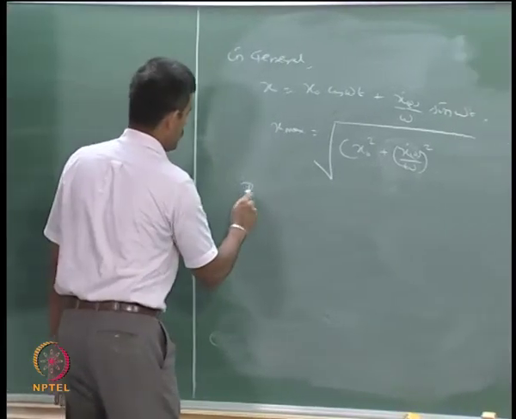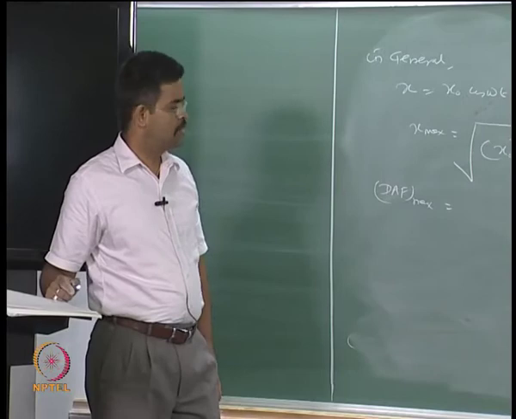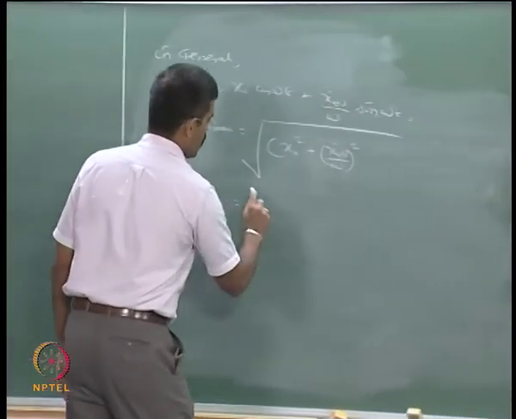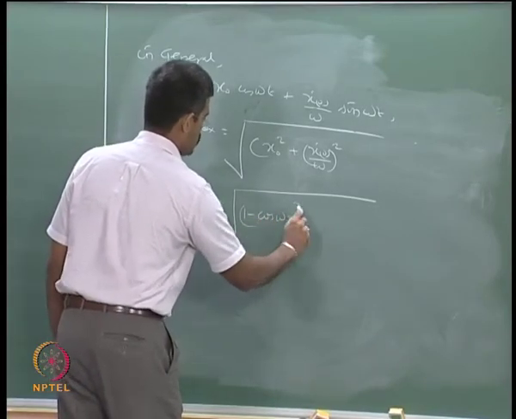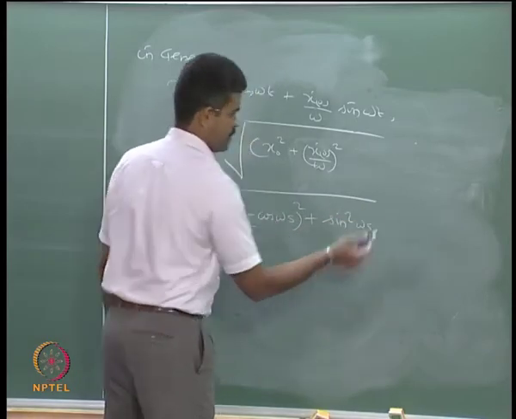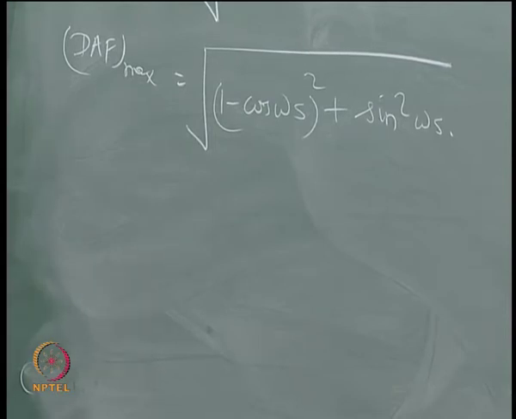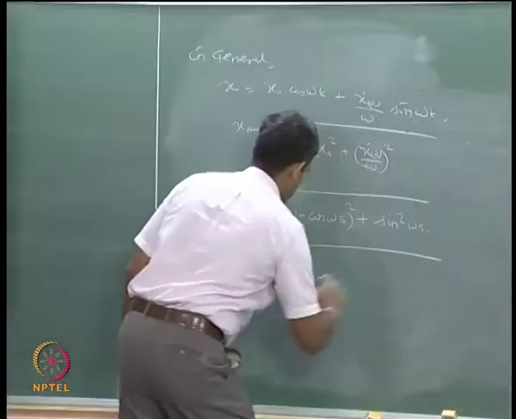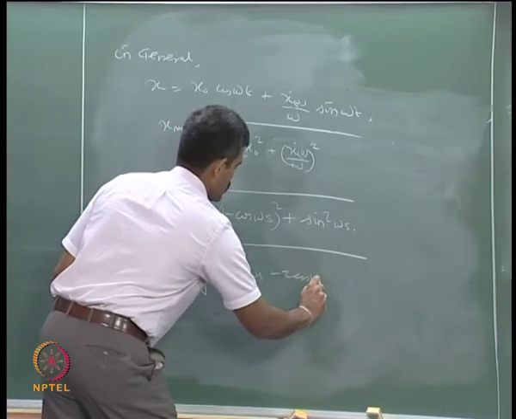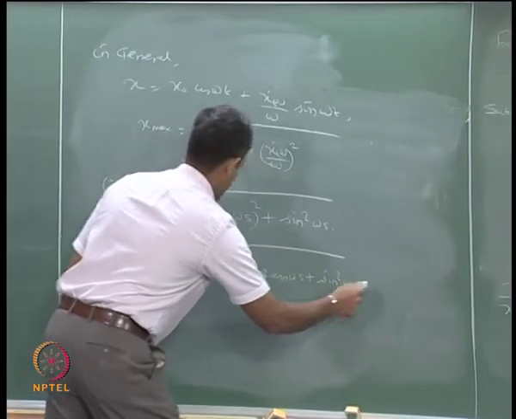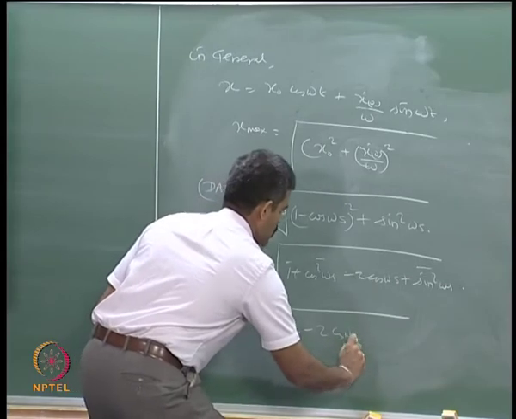So, I should say now the maximum dynamic amplification factor is simply the square root of 1 minus cos omega s the whole squared plus sin squared omega s. Is that okay? Expand it and simplify and see what happens. Square root of 1 plus cos squared omega s minus 2 cos omega s plus sin squared omega s. I get this as the square root of 1 plus 1, that is 2 minus 2 cos omega s.